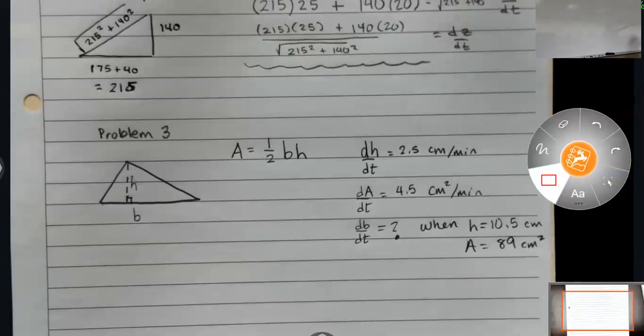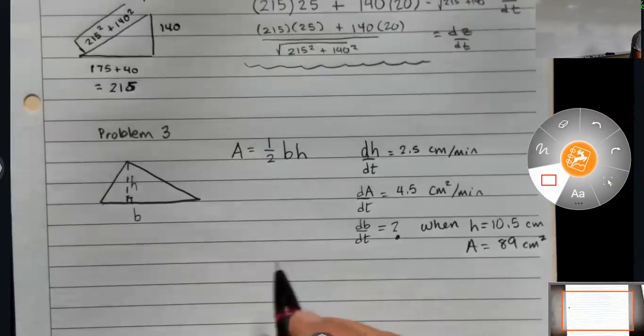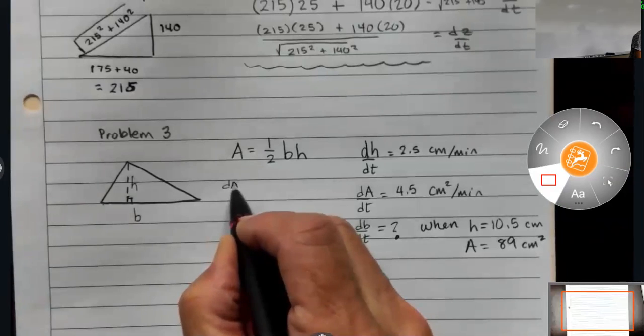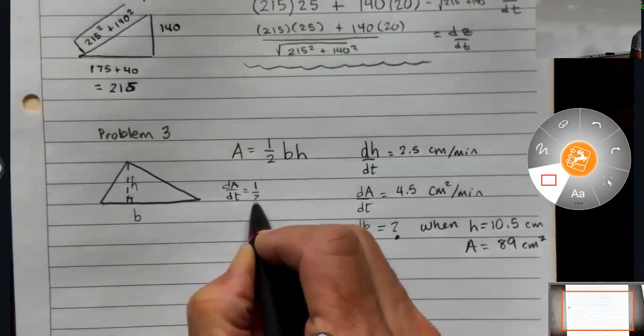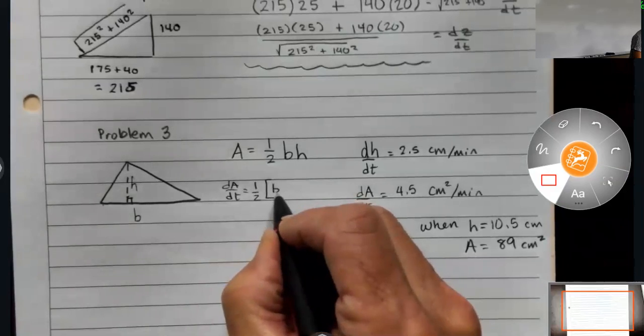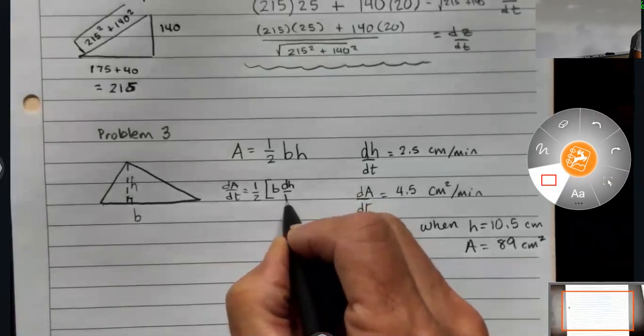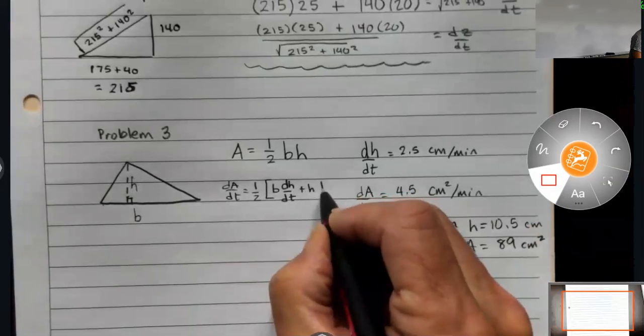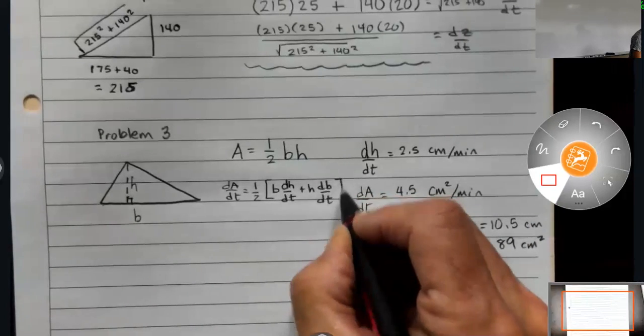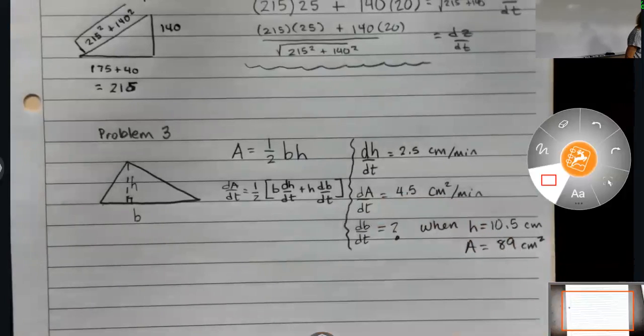So do you see that on the right-hand side, we're going to need to use the product rule? Well, let's do it. The 1/2 is a constant. We can pull it out. We're going to take the derivative of this, and we get dA dt. Here's the constant I'm pulling out. The first times the derivative of the second, plus the second times the derivative of the first. Can you see that well enough? Did I make that too small? B times dH dt plus H times dB dt.